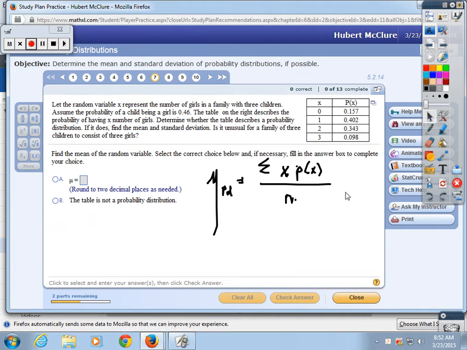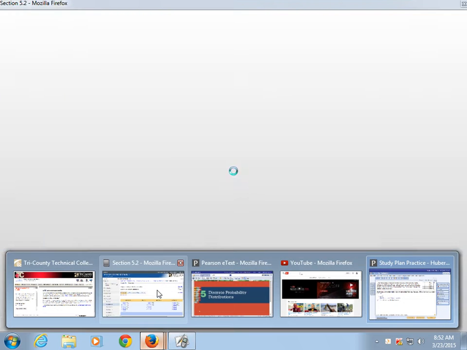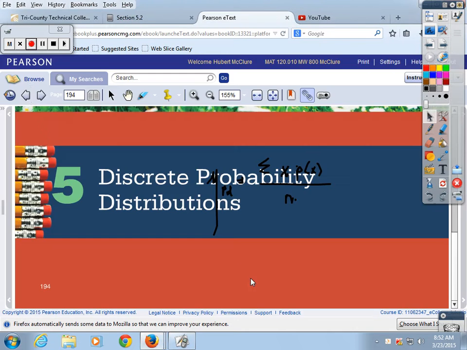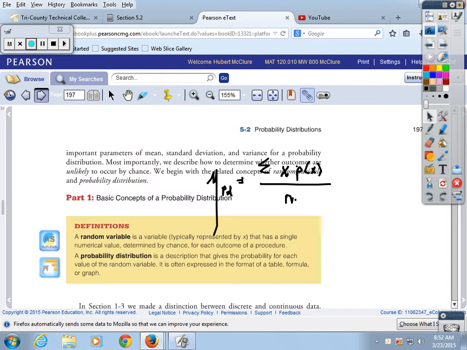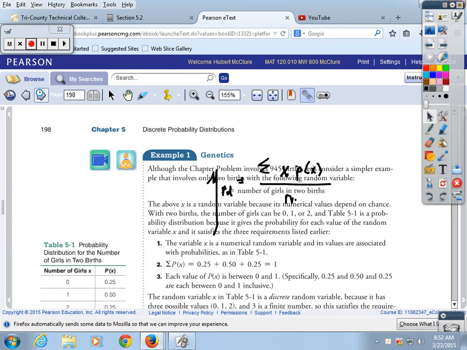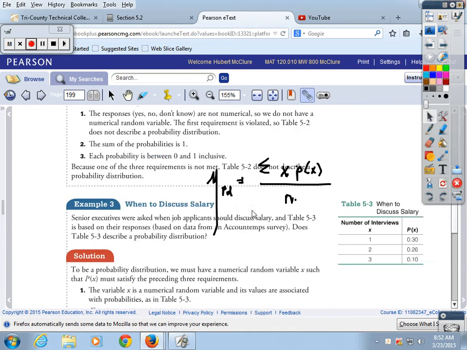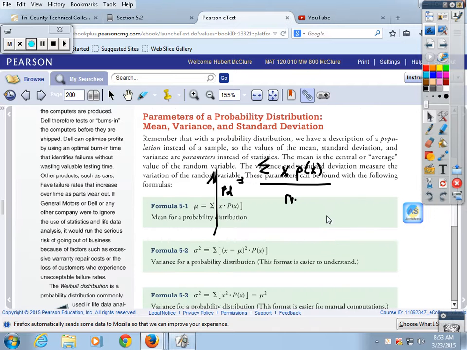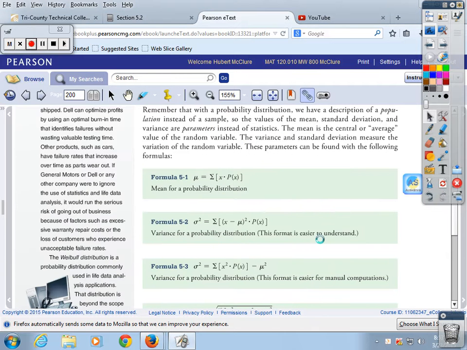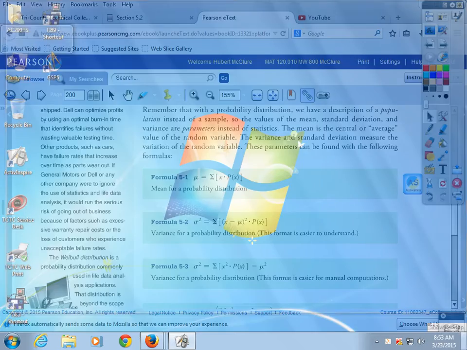Okay, so I'm going to have to give it to you. In your book, there is a list of formulas. Let me go ahead and get it for you, because I was expecting it to come up on the handy-dandy problem, but it didn't. It's in blue, usually. Okay, green. There they are. And that is the mean, the summation of x times p of x.